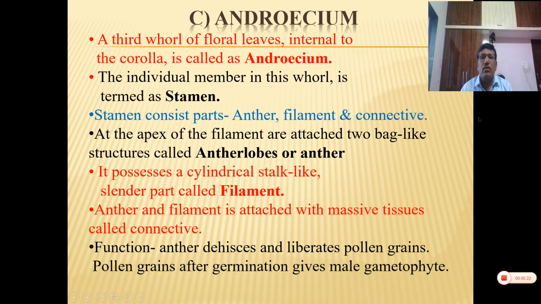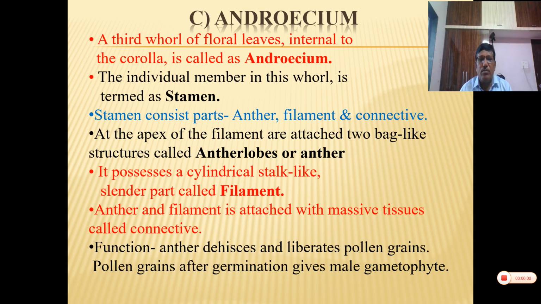The next important whorl of the flower is the androecium. This is the male reproductive organ in the flower, which is made up of stamens. Hence, a single androecium unit is called a stamen. Stamen consists of the parts anther, filament, and connective. Anther is the apical portion of the filament, which is made up of two bag-like structures called anther lobes. These anthers, after dehiscence, produce the pollen grains.